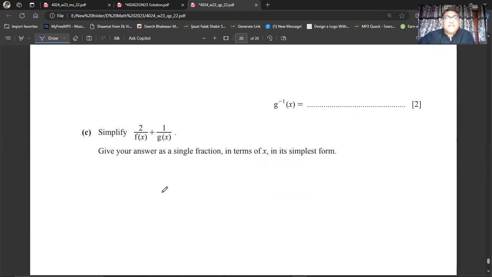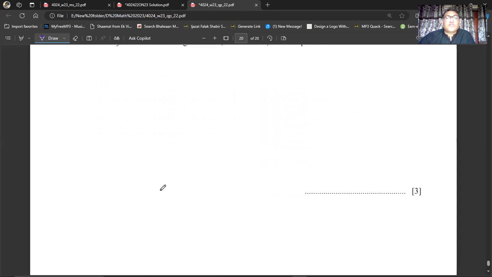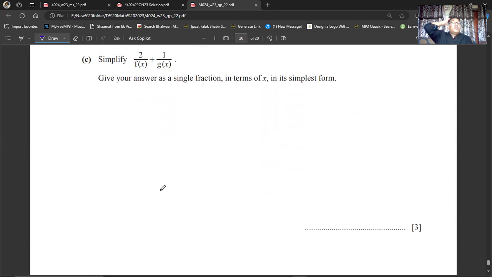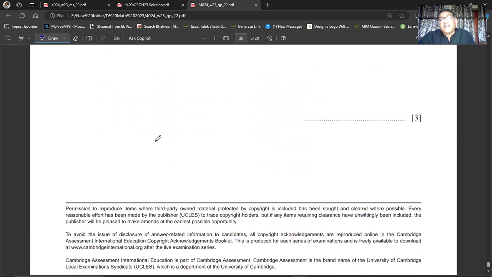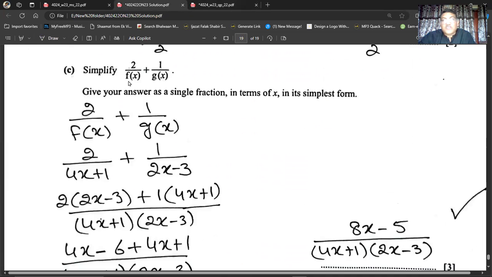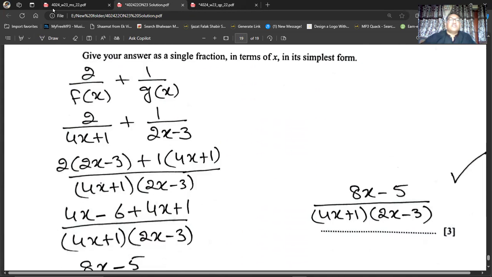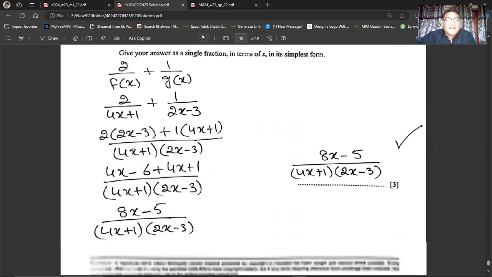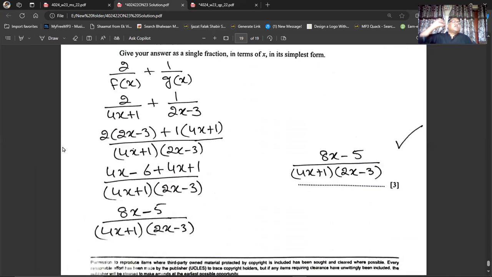Okay, C part. It's a 3 marks question and they want me to find out 2 divided by f of x plus 1 divided by g of x. Give your answer as a single fraction in terms of x in its simplest form. A very good and simple question, but it has a little trick because he wrote it like this. So 2 divided by f of x plus 1 divided by g of x, and f of x is equal to 4x plus 1 and g of x is 2x minus 3.